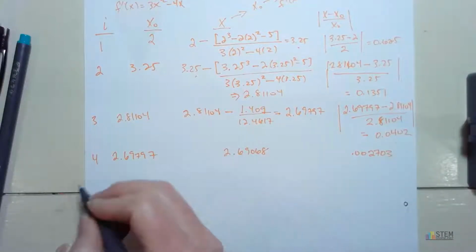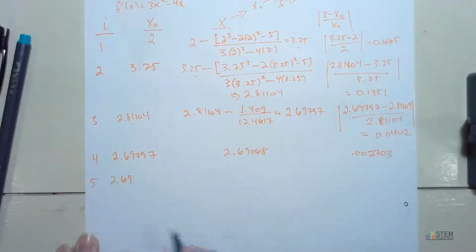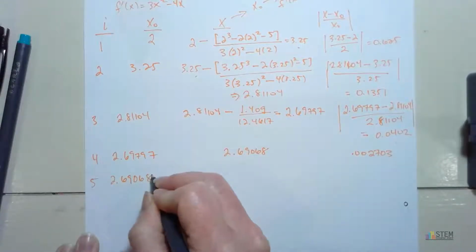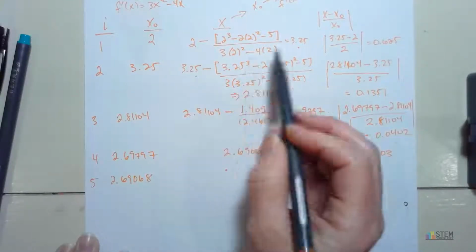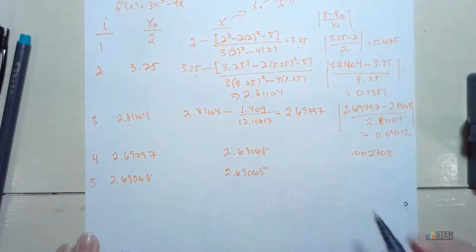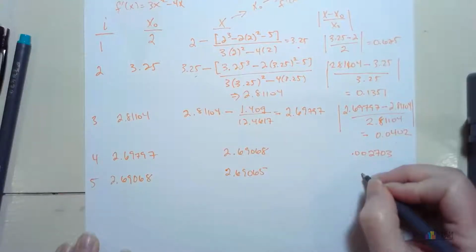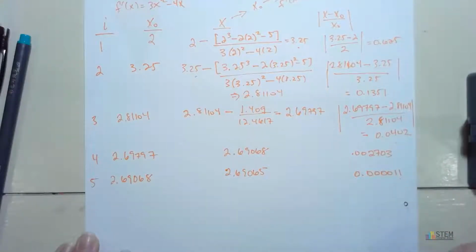Now this becomes the new x0. So we have 2.69068. And now when we plug that into our iteration formula, we get 2.69065. And then finally over here, you'll get 0.000011. And this is what we want. So that looks good, which means we're done.